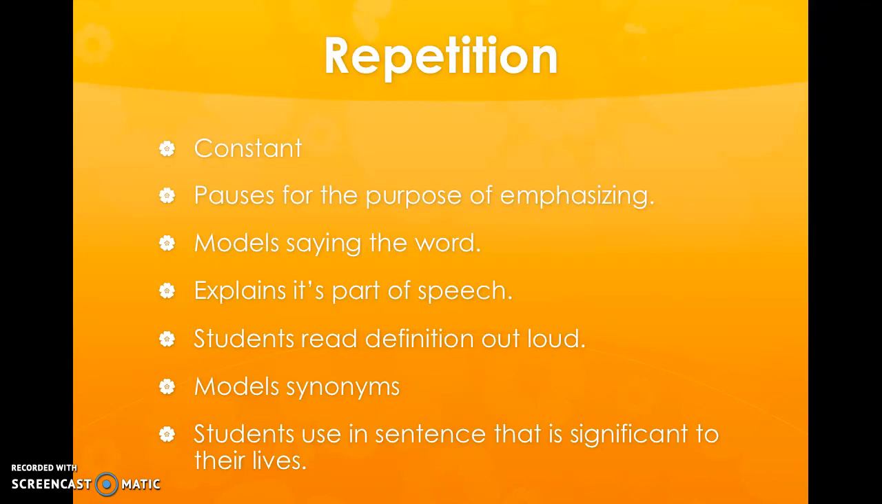She then uses it in a sentence, once again giving pause to emphasize that word, followed by having students use the word in their own sentence they think of. So if you think about it, in about 30 seconds to a minute time span, students heard that word being learned almost 25 to 30 times from both the teacher and their peers.